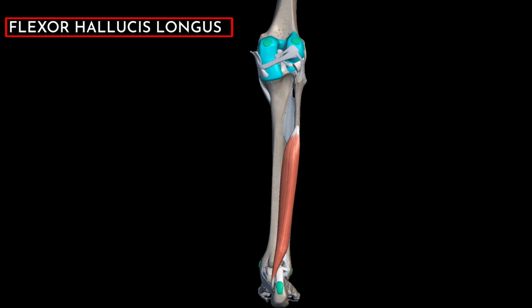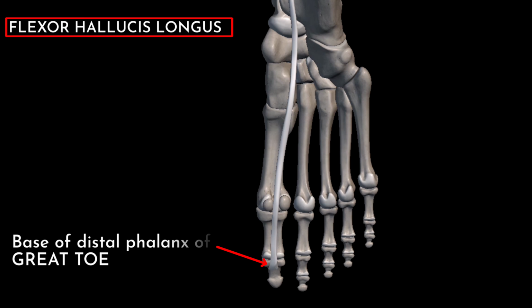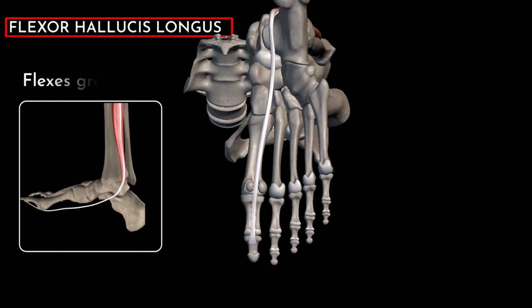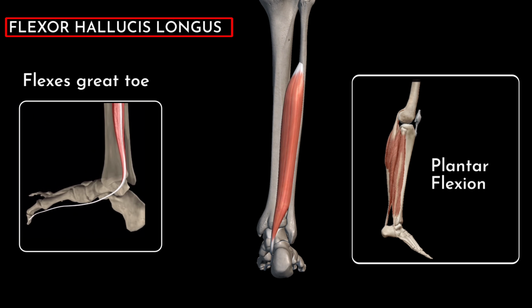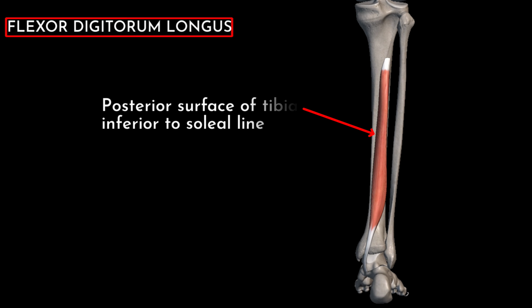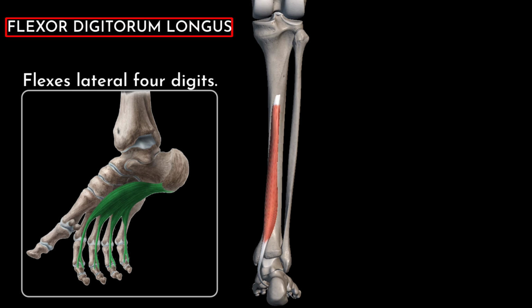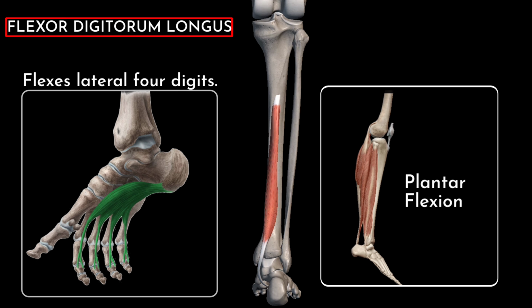The flexor hallucis longus arises from the inferior 2/3 of the posterior surface of the fibula and the inferior part of the interosseous membrane, and is inserted at the base of the distal phalanx of the great toe. It flexes the great toe and weakly plantarflexes the ankle joint. Flexor digitorum longus arises from the posterior surface of the tibia inferior to the soleal line, and is inserted at the bases of the distal phalanges of the lateral 4 digits. It flexes the lateral 4 digits and plantarflexes the ankle joint.